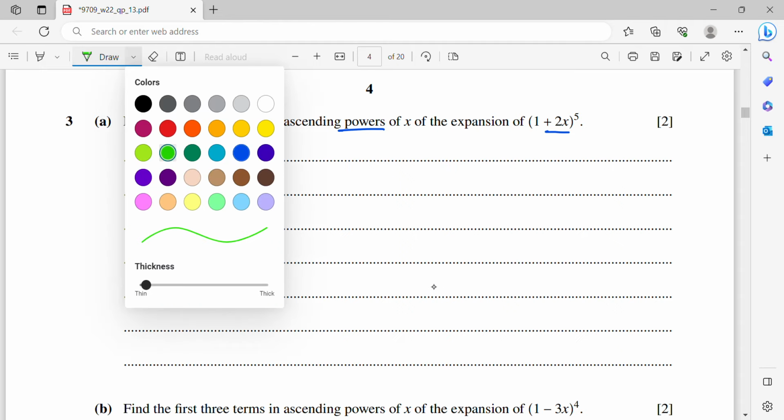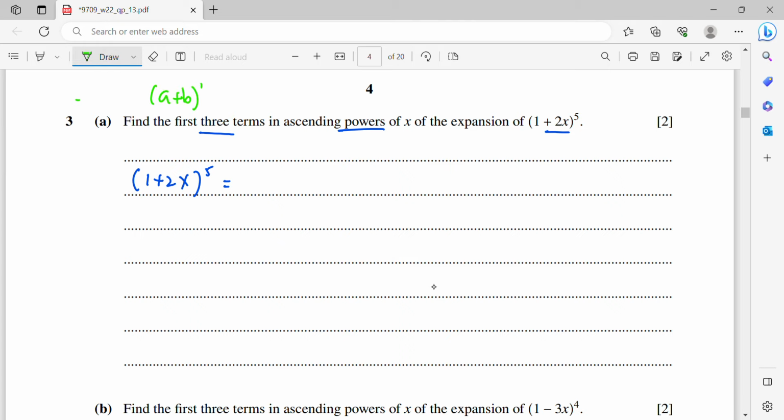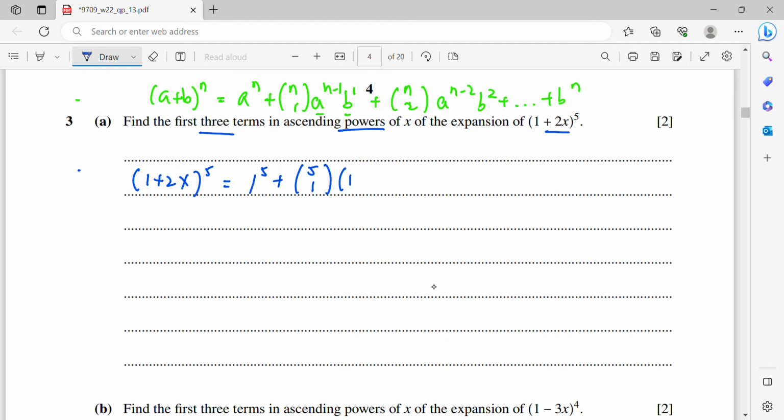So for your information, the binomial expansion formula is (a + b)^n, which is a^n + nC1 a^(n-1) b^1 + nC2 a^(n-2) b^2 plus until b^n, which means you are decreasing the first term's degree and increasing the second term's degree. Okay, so by using this formula, I will be getting 1^5 plus 5C1, then 1^4, 2x to the power 1.